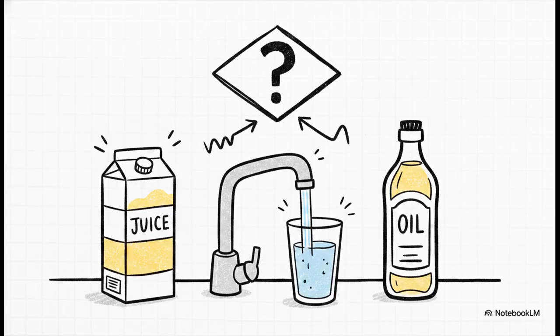Based on everything we've decoded today, I want you to take a look around your kitchen right now. Your tap water, your cooking oil, your favorite juice. How many of those are actually pure substances, and how many are secretly complex chemical mixtures in disguise? Run them through the 2-step shortcut and find out.